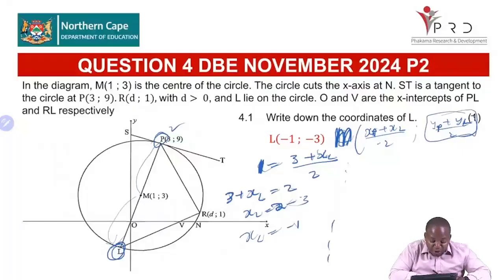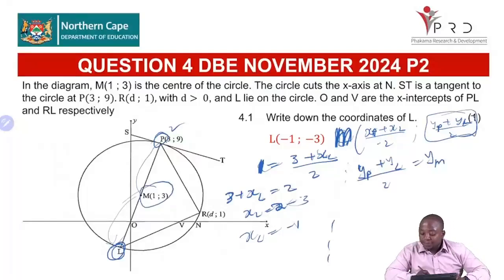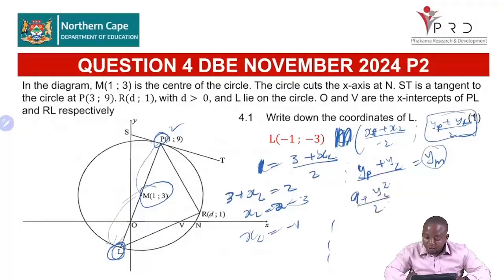Right, and I can use the midpoint formula again to find the corresponding y value. yP plus yL over 2 is equal to the y value of M. Remember, M is the midpoint. Then yP is 9, plus yL, which is what I'm looking for, over 2 is equal to yM, which is 3. So 3 times 2 is 6. It's 9 plus yL is equal to 6. Then yL is 6 minus 9, which is -3.